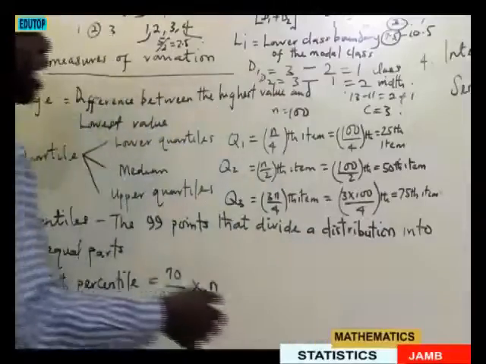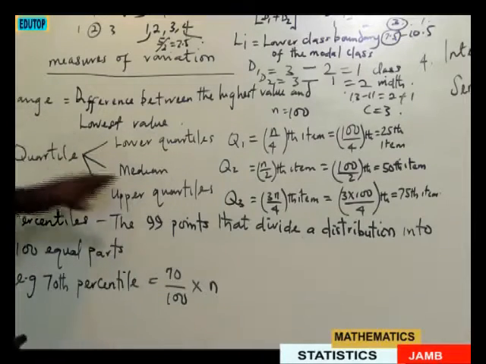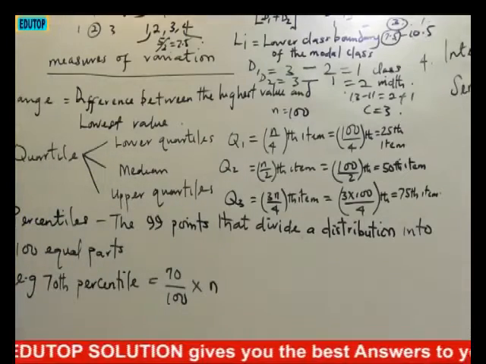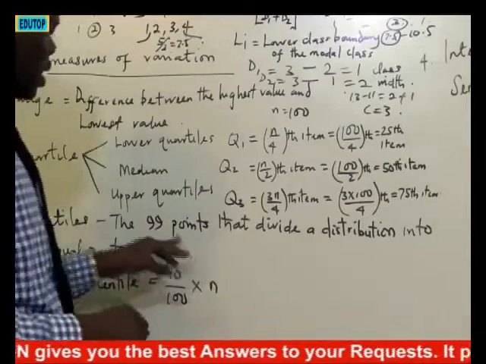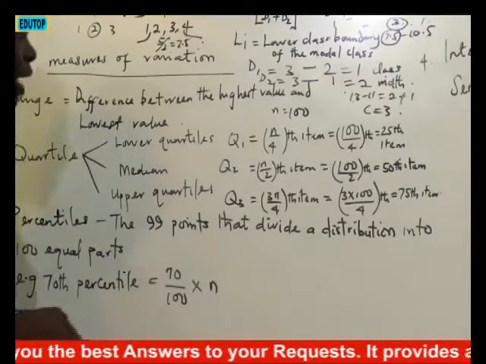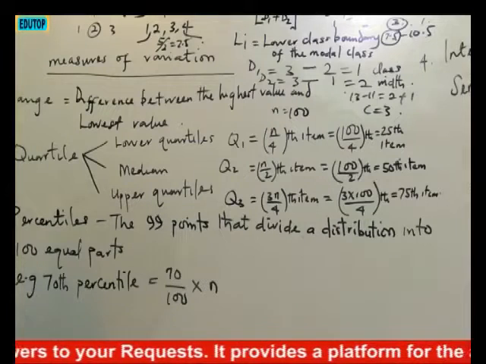100 divided by 4, and that would be the 75th item. So in that situation, we've been able to sort out our quartile in this regard. Then we talk about percentile. Percentile, the 99 points that divide a distribution into 100 equal parts, is known as what?